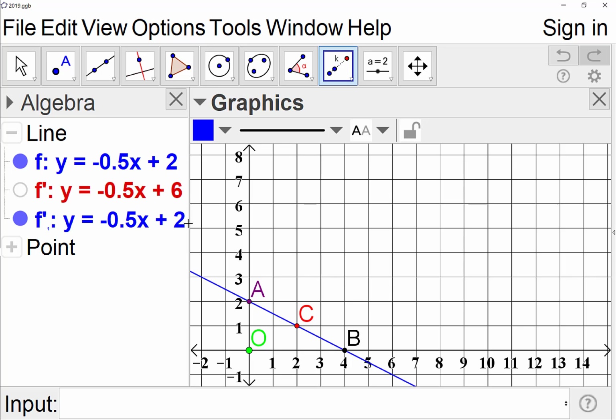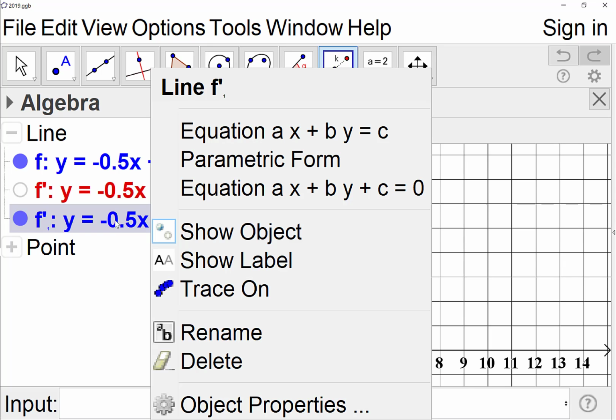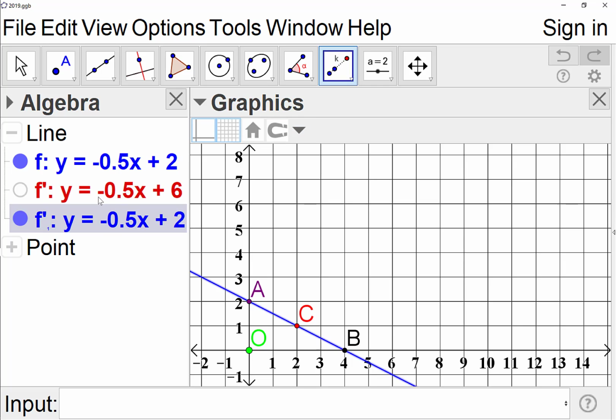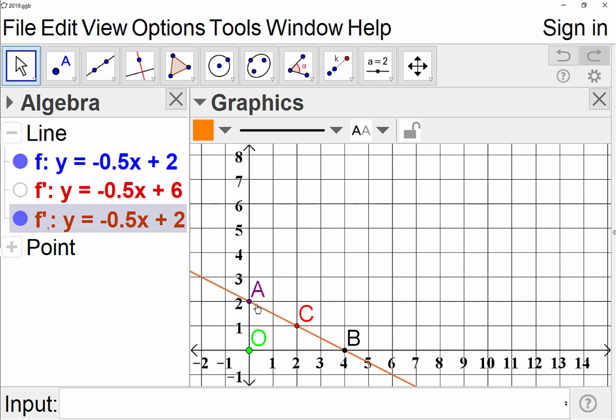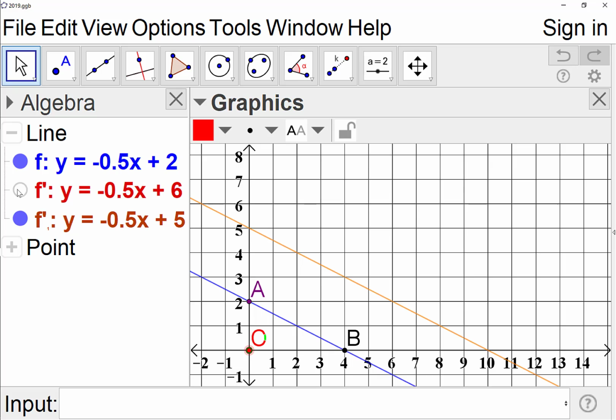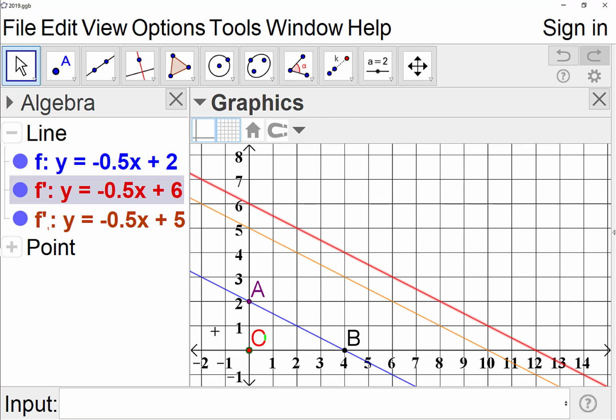Okay. And you can see the dilated image, which I'll turn orange. Now we've got this second orange line. It's just on top of the blue line. If I hide it and show it, it's right on top of the blue line. And that's because that point C is on the line. If I move it to the origin, it lines up with our red. Oh, I changed the scale factor. That's right.